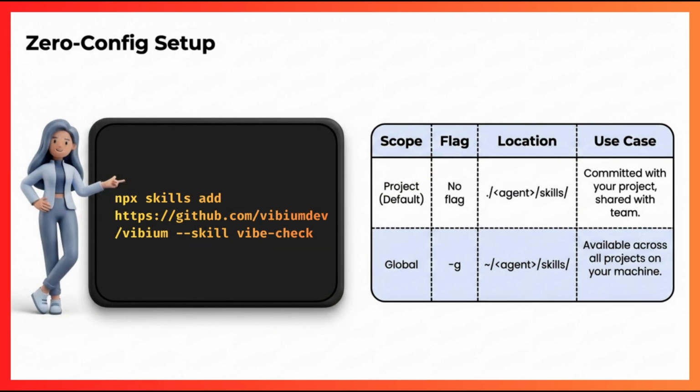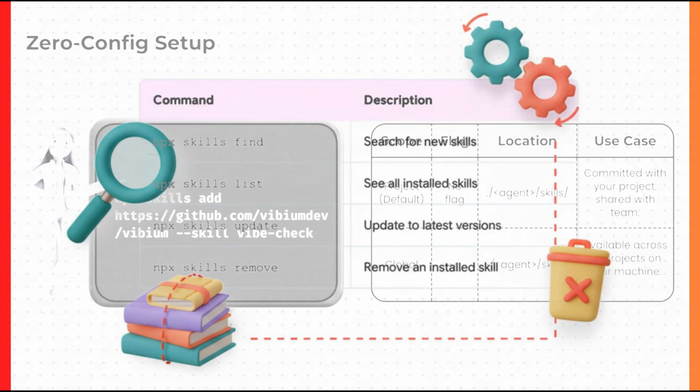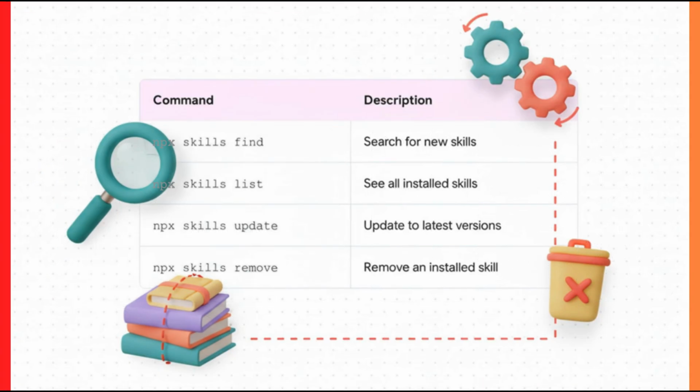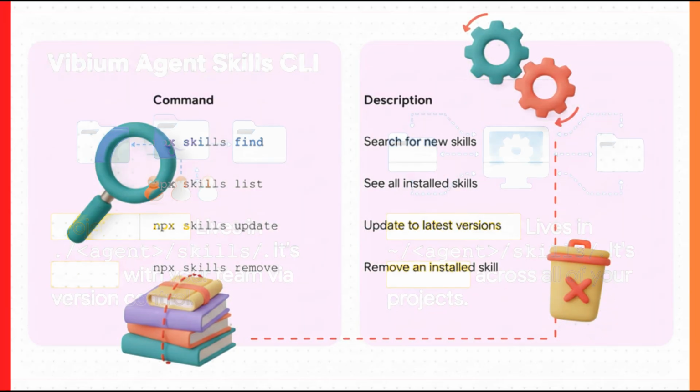And the commands are super intuitive. You've got install to add new skills like Vibium, list to see what your agent can already do, find to discover new skills out there, and of course, update to get the latest and greatest versions. It's all designed to be really simple and familiar.